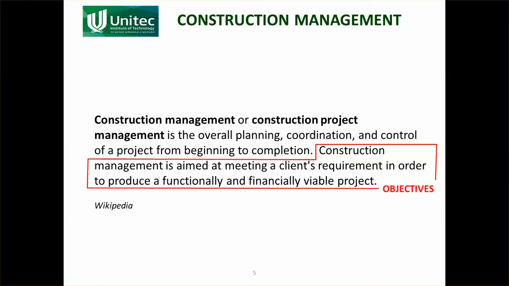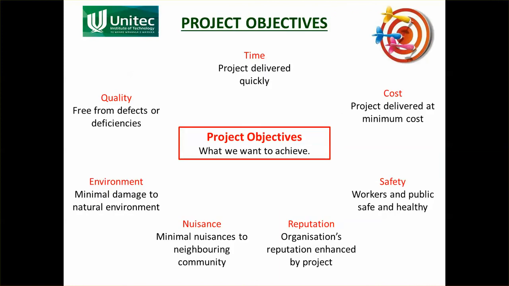Construction management is aimed at meeting the client's requirements in order to produce a functionally and financially viable project. In other words, you need to build what the client has asked you to build. So that is one of your objectives, the quality objective, that the client has said he wants it built this way and you build it that way. There aren't any defects or deficiencies, you've built what he requires, no more, no less, so there aren't any excesses. If he's asked for a particular standard of work to be done, you've achieved that standard. So if he's asked for a particular type of steel, you produce that steel. If he's asked for a particular standard of workmanship, you've done that.